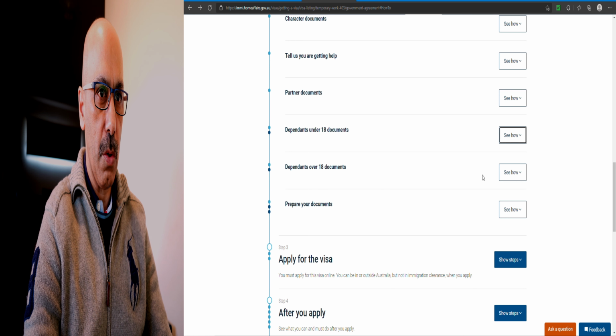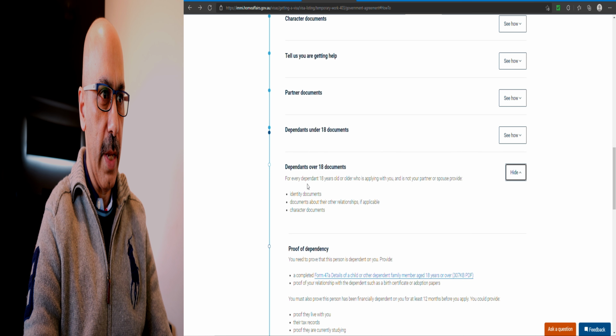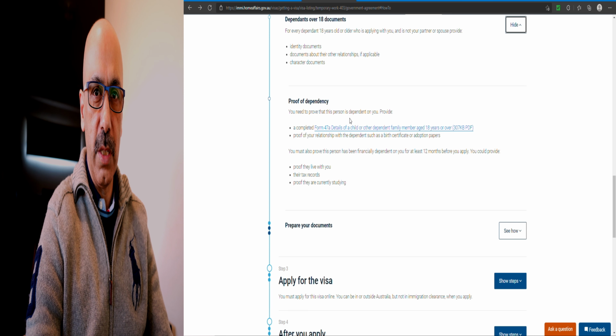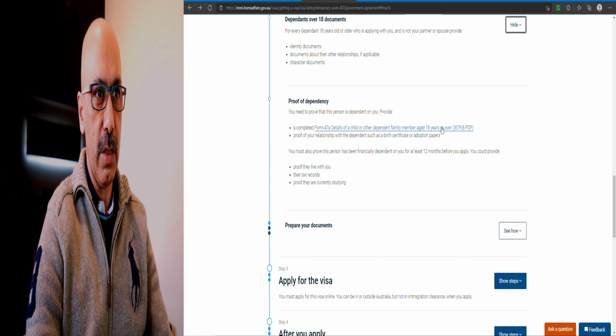Dependent over 18 documents. So for every dependent 18 years or older applying with you: identity documents, documents about their other relationship if applicable, character document. Proof of dependency. You need to prove that this person is dependent on you. So let's say if this person is above 18 years of age, you need to prove it that this person is dependent on you, and they need to complete this form 47A, details of a child and other dependent family member aged 18 years or over.